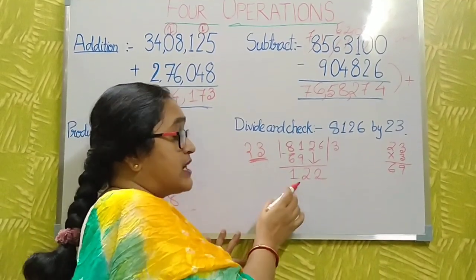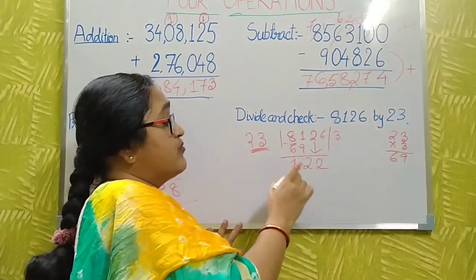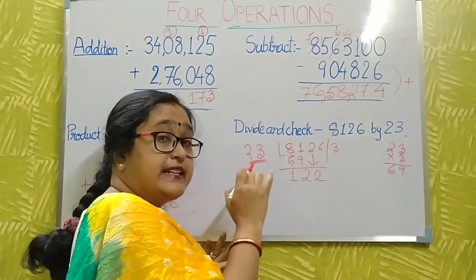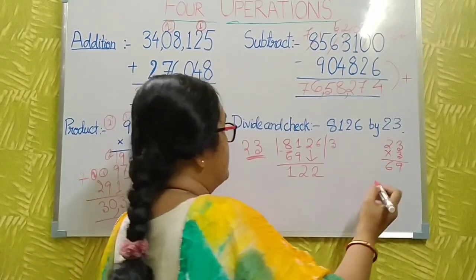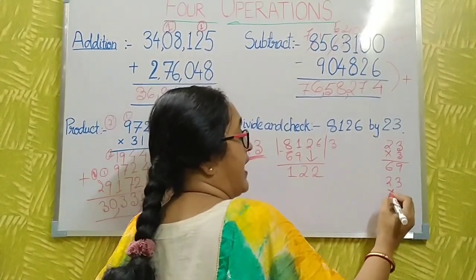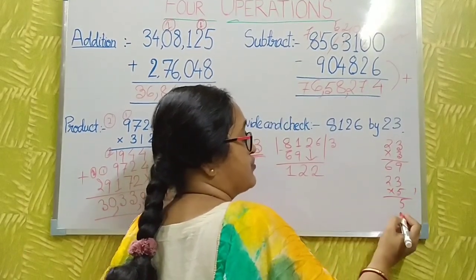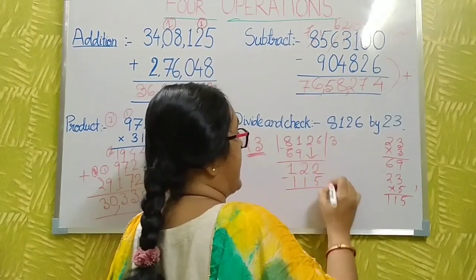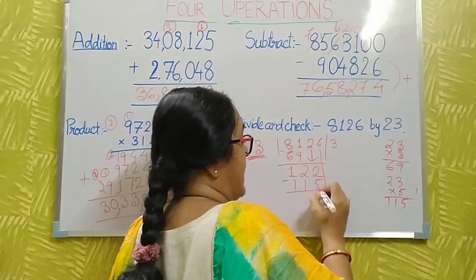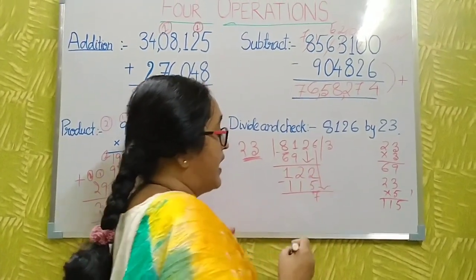Yes. Then 6 2s are 12. But you don't take 6, because when you multiply by 6, 3 is 18 and this is a very bigger number than this. That's why you take 5. Before 6, 5. 3 5s are 15 and 1, 5 2s are 10 and 1, 11. Yes. Now you subtract and this is coming and then 7 and 1 carry over.